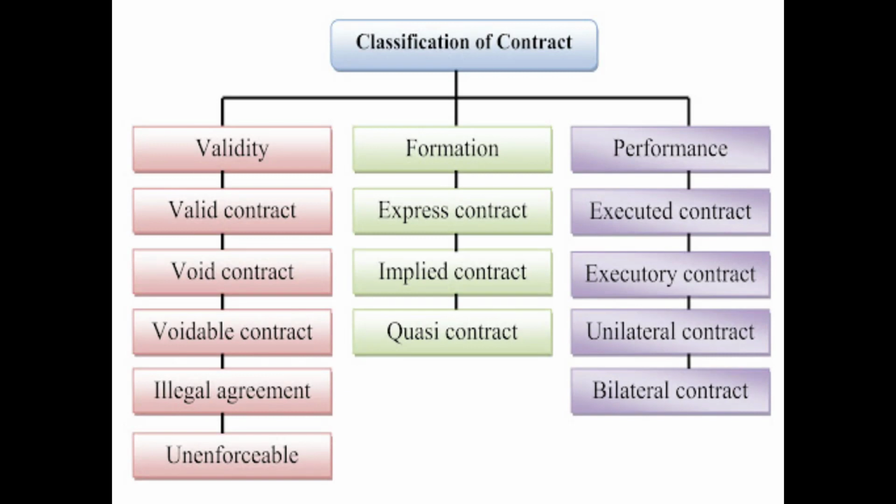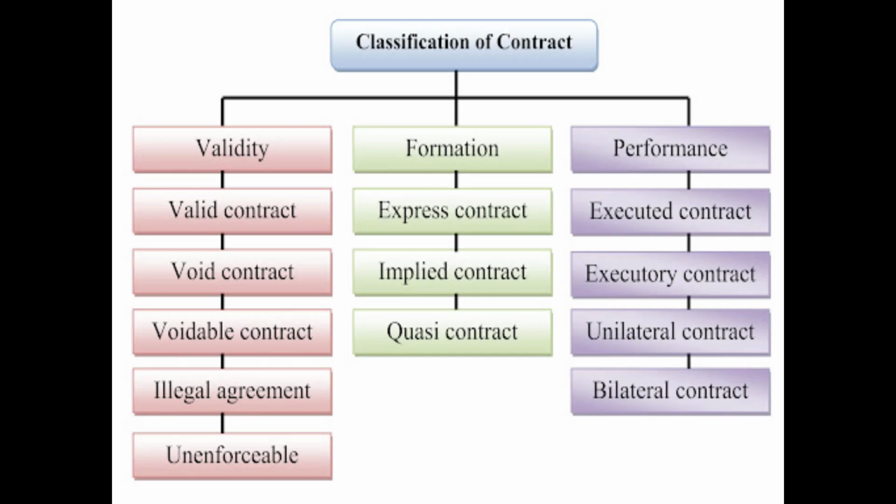So far we discussed various classifications of contract. Let us see a little recap on this topic. A contract is an agreement between two parties, that is offeror and acceptor, which is enforceable by law. And the main topic, classification of contracts. Contracts are broadly classified into validity, formation and performance. In validity, we have five classifications: valid, void, voidable, illegal and unenforceable.